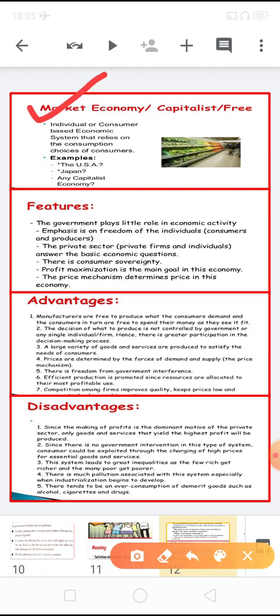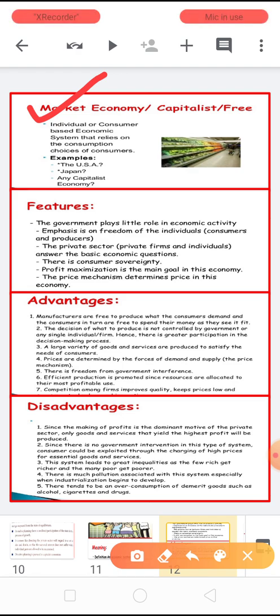So we are going to learn the market economy or the capitalist economy. So children, a capitalist economy is one in which the means of production are owned, controlled, and operated by the private sector. So the production is done mainly for earning the profits, and the central problems like what to produce, how to produce, and for whom to produce are solved by the market forces of demand and supply.